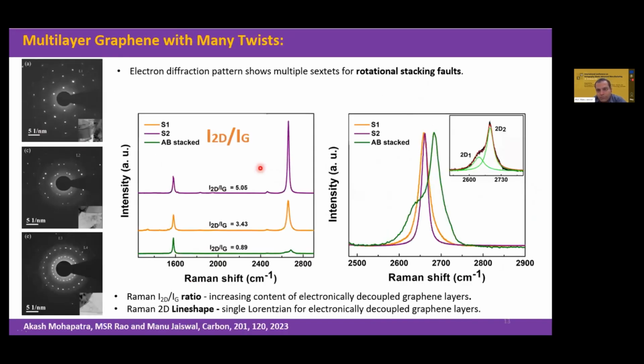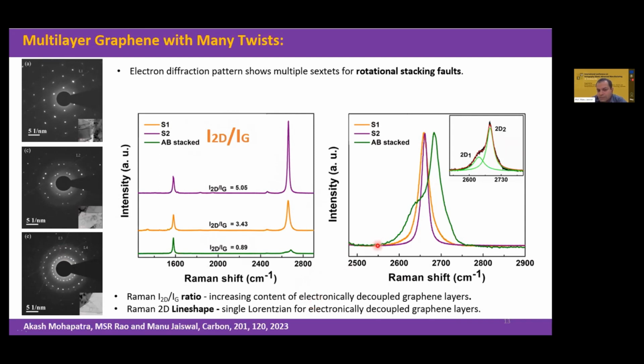The formation of rotational stacking faults can directly be seen from electron diffraction patterns, where starting from a single sextet, one can go to multiple sextets, which indicates a large number of rotational stacking faults are present. But a direct indication of twisted nature is observed from Raman spectroscopy, where a large ratio between the 2D mode and the G mode is observed, where there is large twistedness, and this is directly attributable to the electronic decoupling of the graphene layers when they are under the twisted condition.